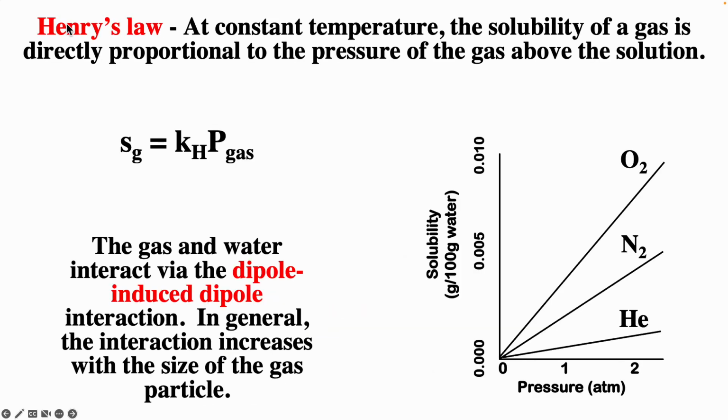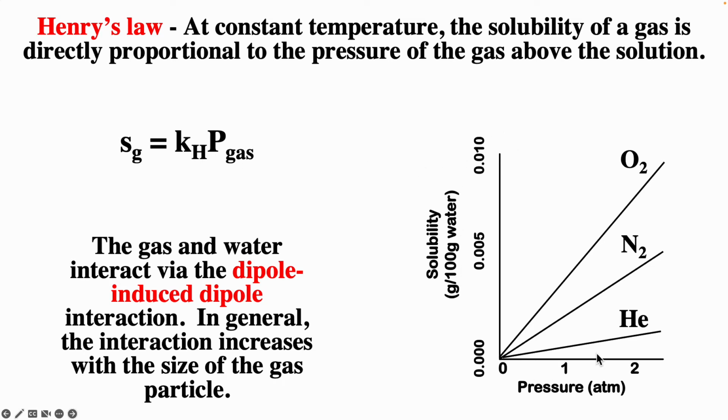And so Henry's law says that at constant temperature, the solubility of the gas is directly proportional to the pressure of the gas above the solution. And solubility of the gas is equal to Henry's constant times the partial pressure of the gas above the solution. Now the KH actually depends on which gas you're looking at.